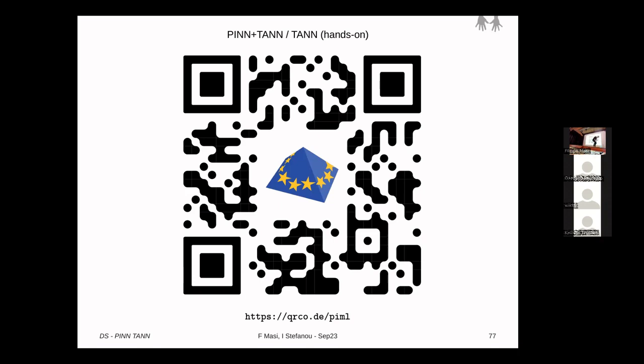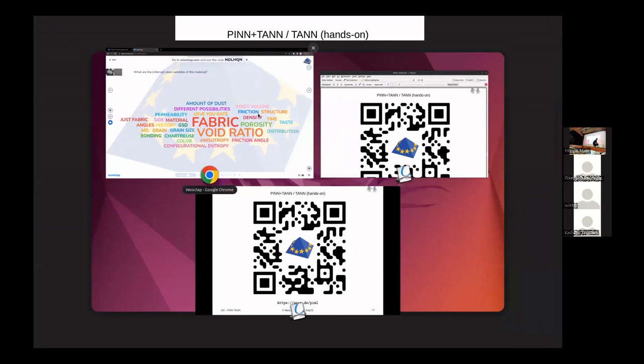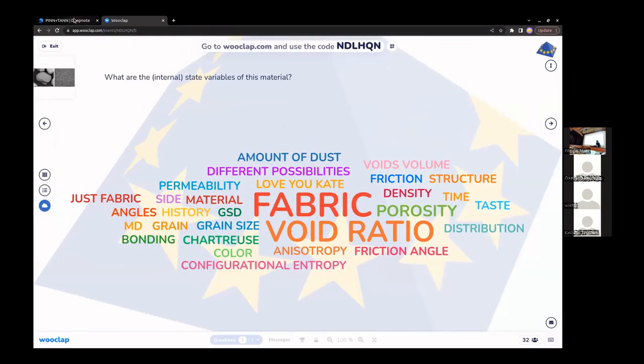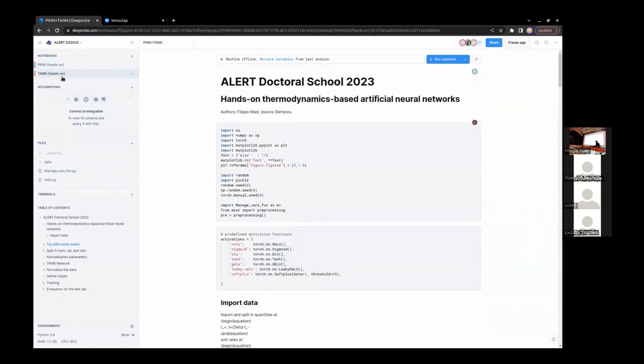So either use guides, you don't need to scan it, sorry. You don't need to scan it. You have it ready. You have the pin and zone. You just need to go to the time and zone.